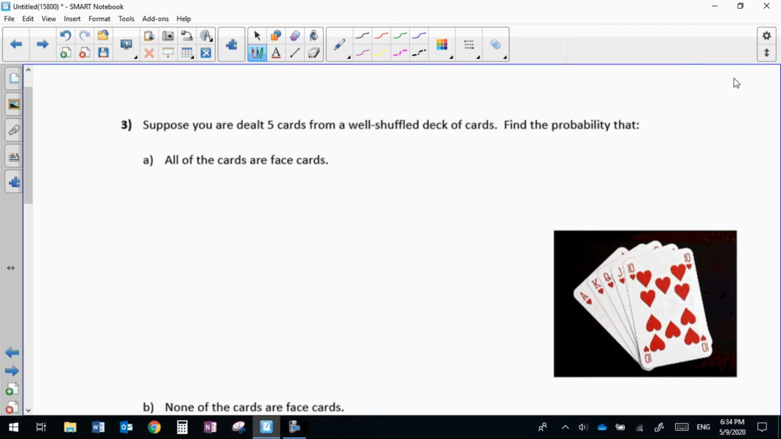So for our last example, let's look at a 5-card poker hand. We should notice that these are all probability questions. If you're dealt 5 cards from a well-shuffled deck, there's 52 choose 5 possible hands you could have, which is exactly 2,598,960. So what is the probability that all of the cards are face cards?